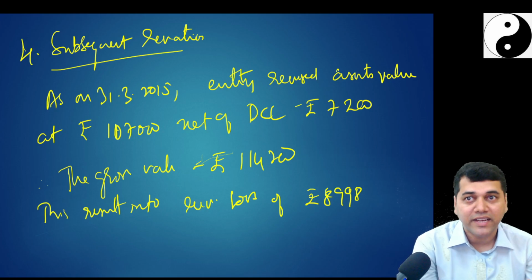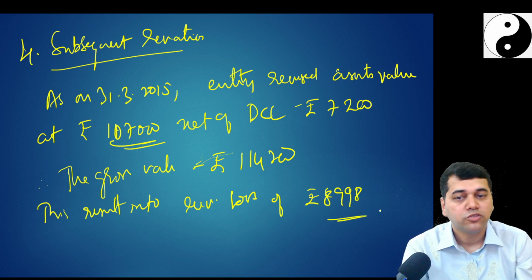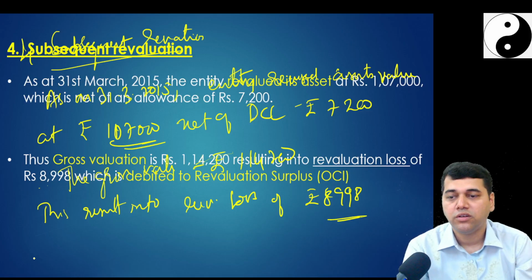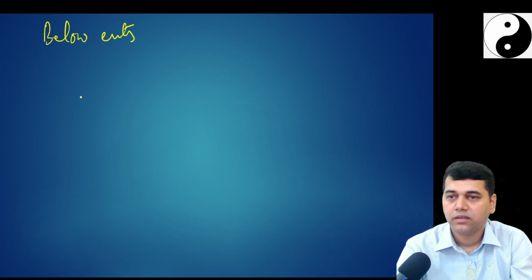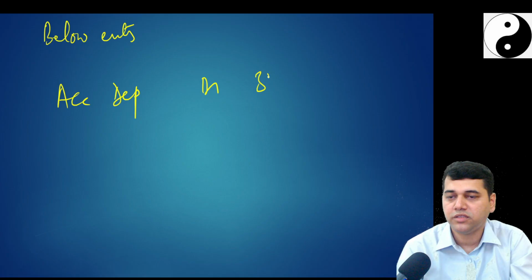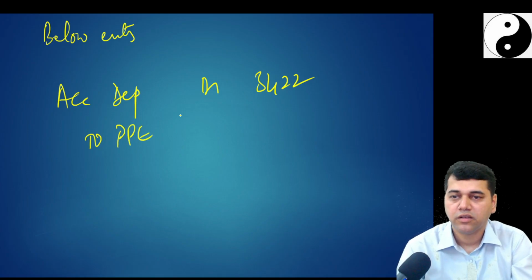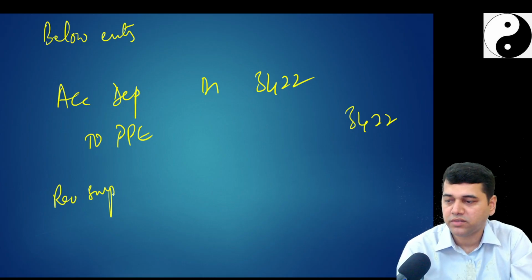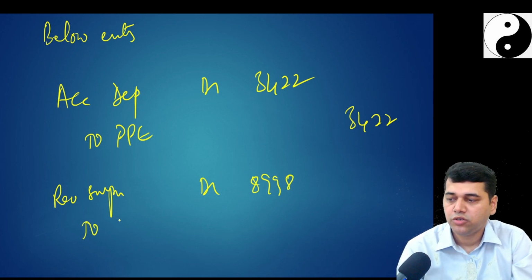Then we went again to the second year. Again revaluation happened. We explained the revaluation. That year there was no decrease, so we have got a revaluation loss. So what entry are we going to pass? The below entry will be passed. Can you tell me the entry? Accumulated depreciation account debit 3422 to PPE gross block. Revaluation surplus account debit 8998 to PPE.